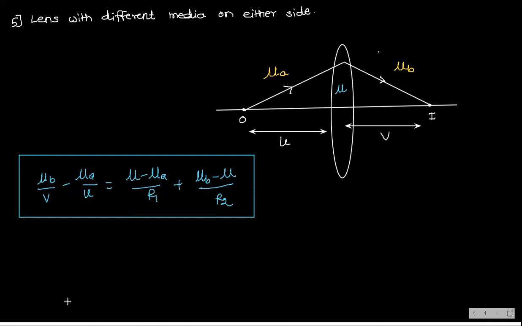Yes, clear? So mu B by V minus mu A by U is equal to mu minus mu A by R1 plus mu B minus mu by R2. Understand? This is what your note points are regarding the lens maker's formula. So keep all this in mind because they ask problems on this so many times. Is that clear? Any doubt you can ask. If you derive by using that same formula you will get it, no need.